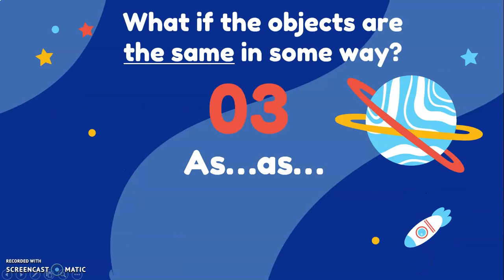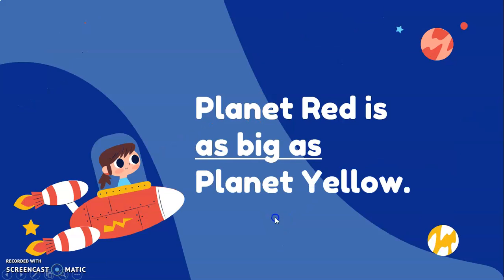There will be another situation where objects are the same in some way, right? What if you want to compare two things and they're very similar? Then we can use the sentence structure as adjective as. Let's take a look. Here I have two planets, planet red and planet yellow. They are of the same size, so I can say planet red is as big as planet yellow, as big as. Okay? I can also use it for a longer adjective like as successful as, expensive as, convenient as.